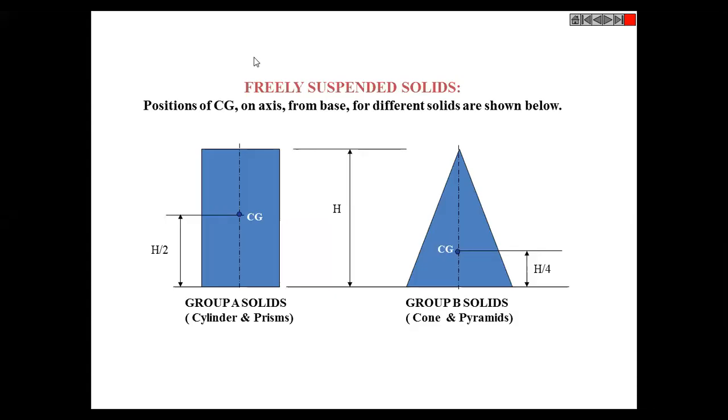I will get back to our slide and we will see what we have discussed. What I was discussing here is that this group of solids, which are cylinders and prisms, are symmetric with respect to their CG. It is at the half, the center of the height. Whereas this group, cone and pyramids, the CG is not at the center of the height. It is not at the geometric center.